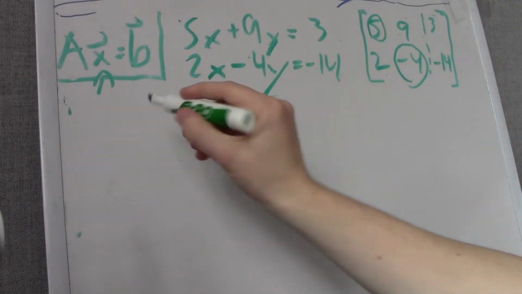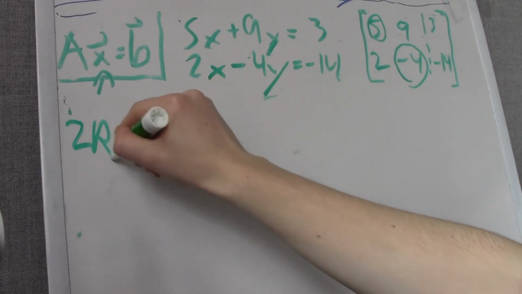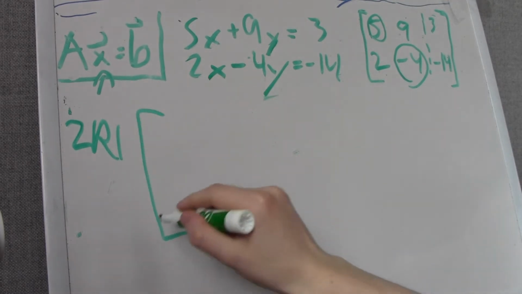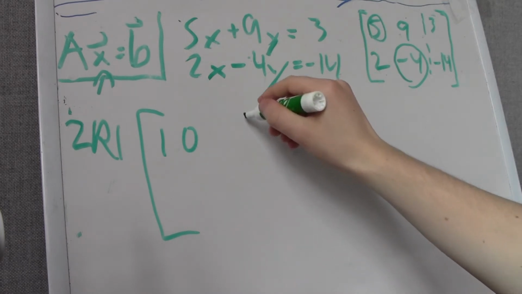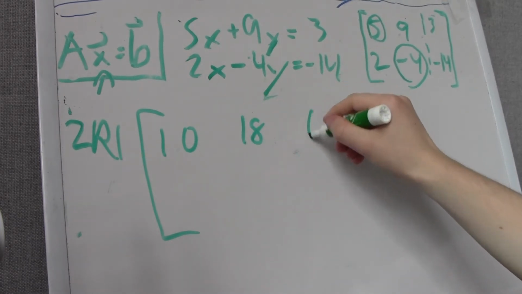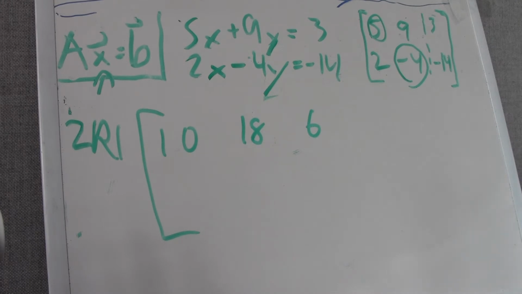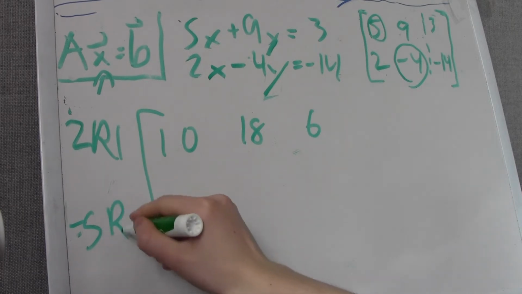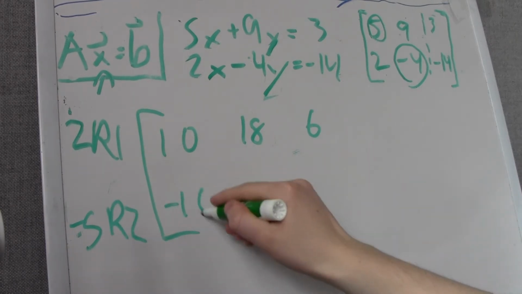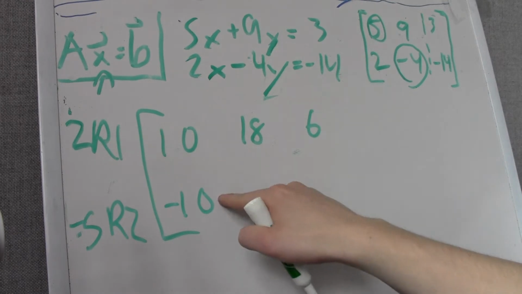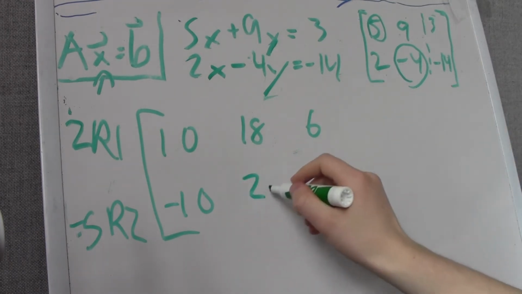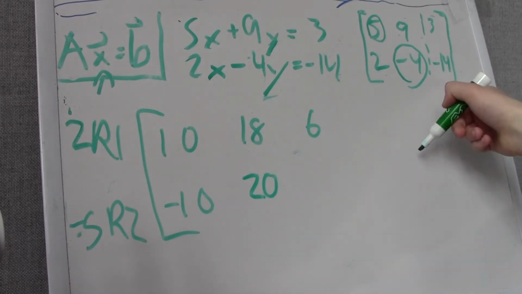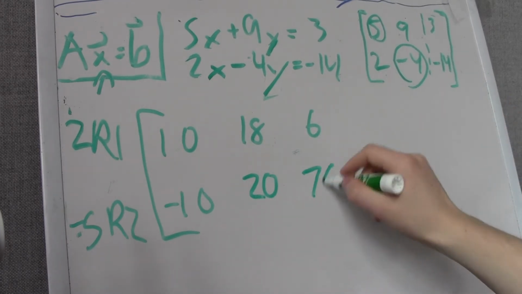So we'll multiply this top part by 2. So 2 times row 1, that comes out to 10, 18, and 6. Multiply this bottom part by -5. So that comes out to -10. This is why we chose those numbers, because these add to 0. And we have to keep on going with the rest. This is 20, and then times -5 is 70.